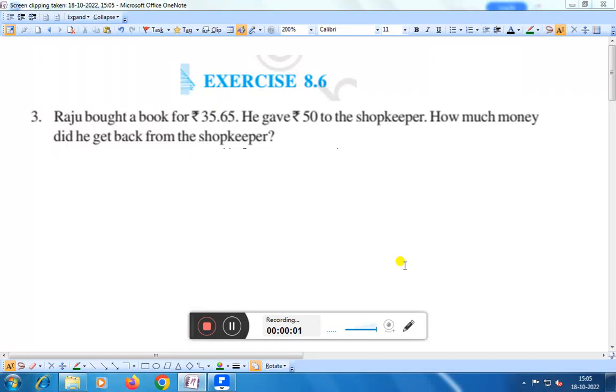Hello everyone. Today we shall discuss exercise 8.6 question number 3. Raju bought a book for rupees 35.65. He gave rupees 50 to the shopkeeper. How much money did he get back from the shopkeeper? Now, this is the solution.